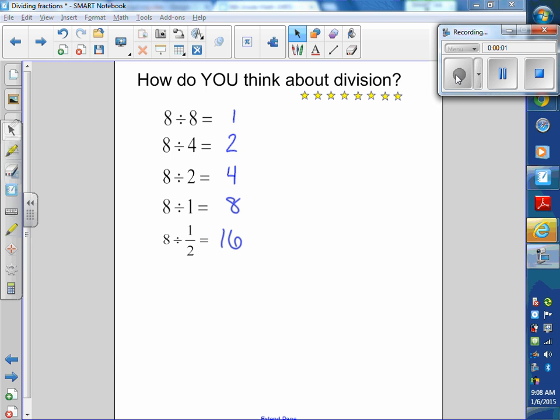Divided by a half is 16. Why? Because you're dividing each one in half, and 8 times 2 is 16. And when you divide each 1 in half, you get more pieces. That's the best explanation I've heard so far. So that's the right idea. Albert? I like that. And I'm going to show a picture of it.